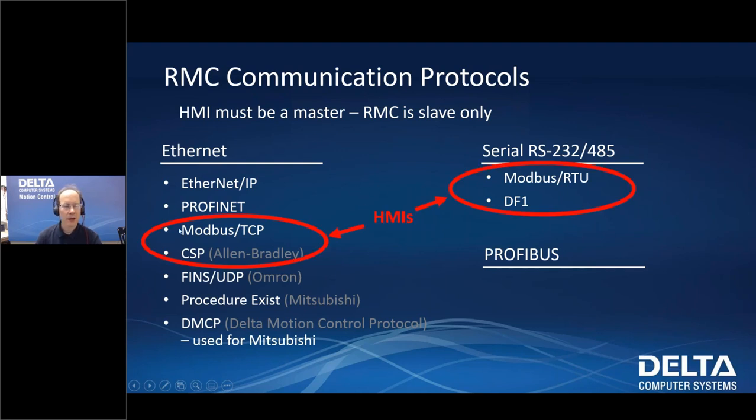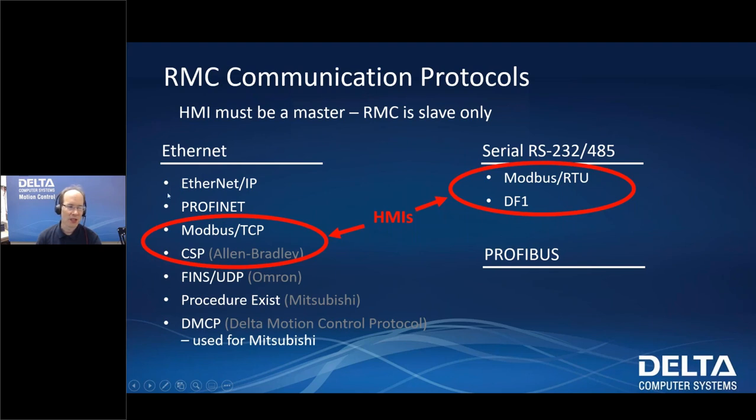Of these, the circled ones are the protocols that we typically use with HMI. So that's Modbus, either the serial version or the Ethernet version, or serial DF1, which is kind of an Allen Bradley protocol, or Ethernet CSP, which is basically DF1 over Ethernet. In fact, sometimes you'll see it called DF1 even on the Ethernet version. But these two protocols are pretty much exclusive use with HMIs and the RMC.